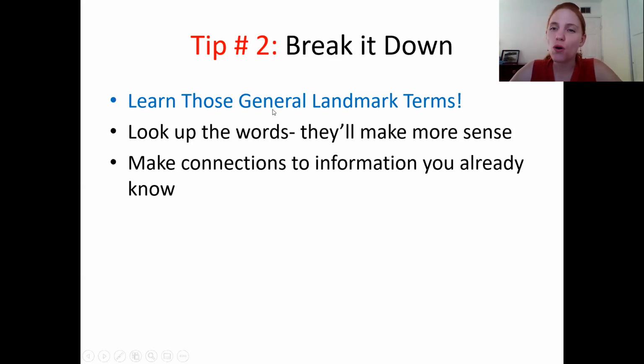If you know what those words mean, it's going to really, really help you because you already will have a piece of the name figured out. Okay, so if you haven't done so, make sure you learn those general bone terms.